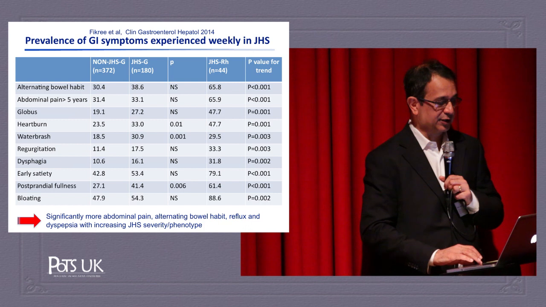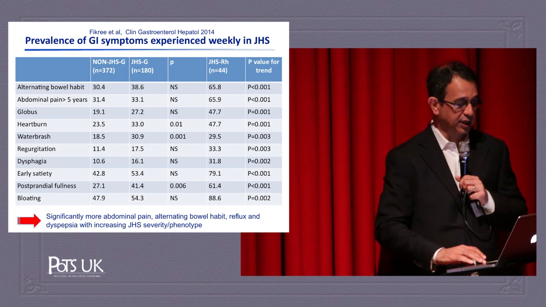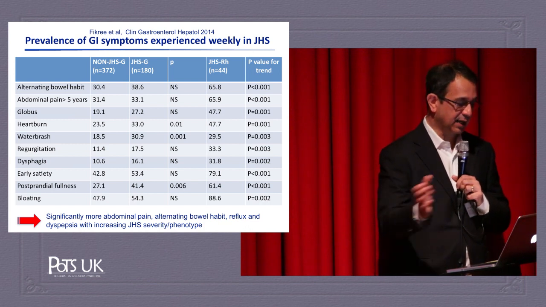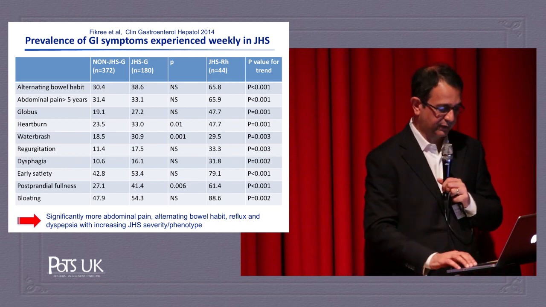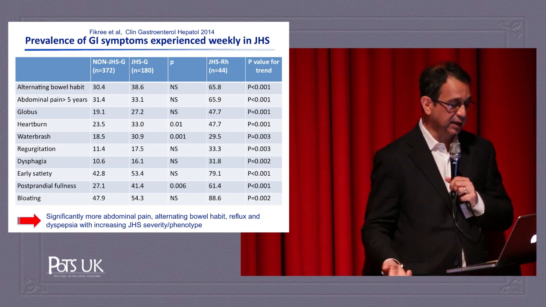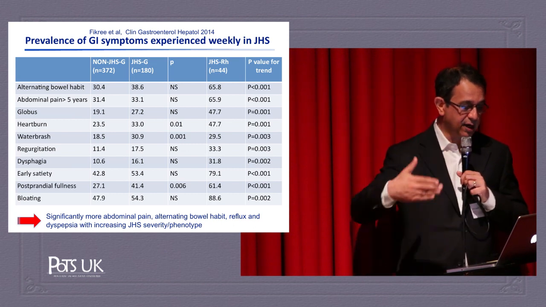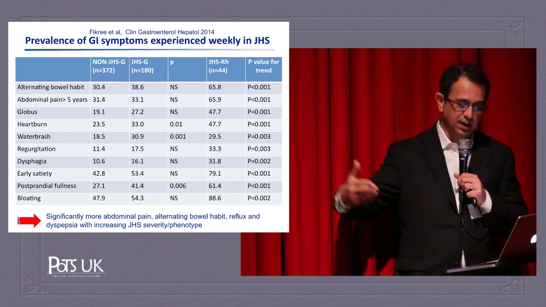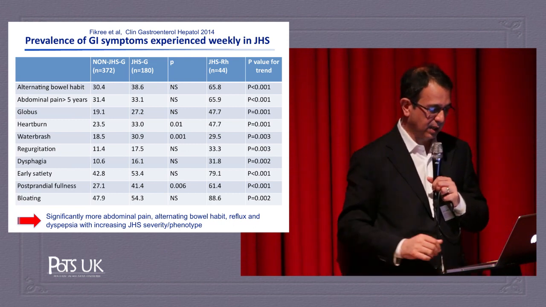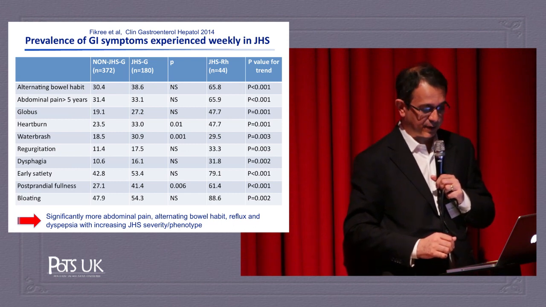But if you actually then looked across the group, including the joint hypermobility syndrome patients referred from rheumatology, then all the upper and lower GI symptoms that I've talked about in the previous slide become really quite prevalent. And what we found is that significantly more gastrointestinal symptoms occur as the severity of JHS increases, or the phenotype becomes more complex with more and more different types of symptoms being present in them.